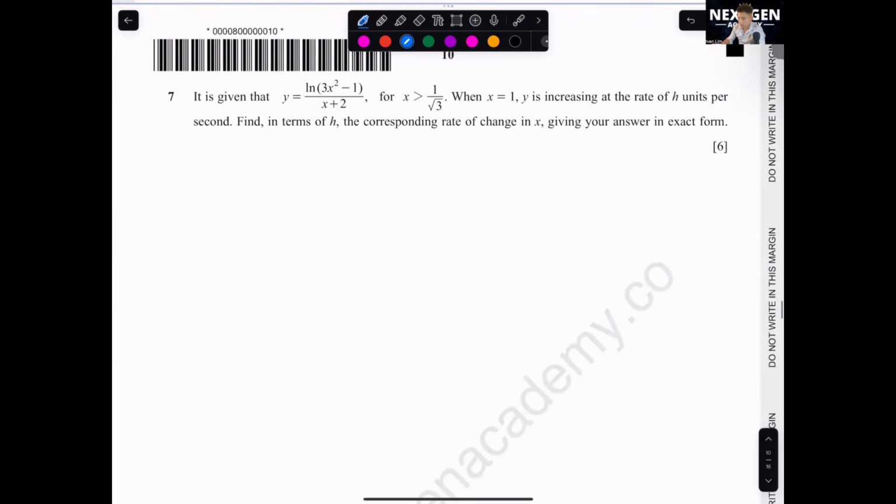Okay, question number 7. It is given y equals ln of 3x squared minus 1 over x plus 2, for x more than 1 over root 3. When x equals 1, y is increasing at a rate of h units per second. Find in terms of h the corresponding rate of change in x, giving your answer in exact form. It's a 6-mark question. What type of question is this? And what are the keywords over here?